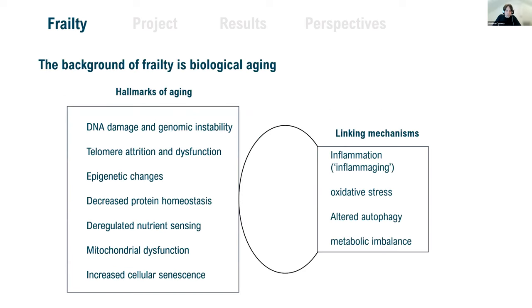Despite this syndrome usually being regarded as a condition present mostly in the elderly, clinical studies demonstrated that chronological age is not the only determinant of this condition. Instead, the pathophysiology of frailty seems to be strongly connected to the biology of aging. Biologically speaking, for instance, a 70-year-old patient can potentially be more aged than an 80-year-old one. As you can see on this slide, there are many processes involved in the development of aging, such as DNA damage, mitochondrial dysfunction, inflammation, oxidative stress, and metabolic imbalance.